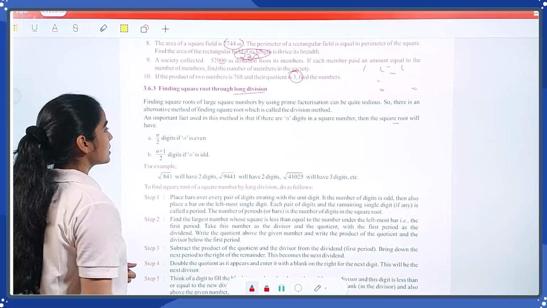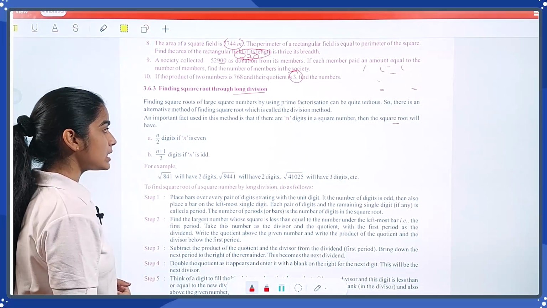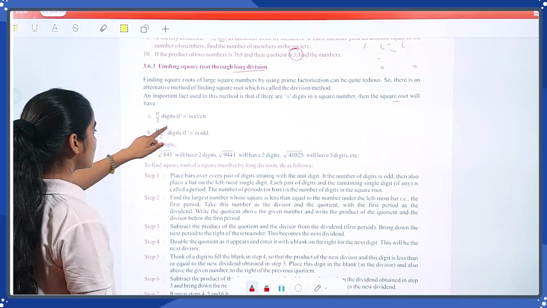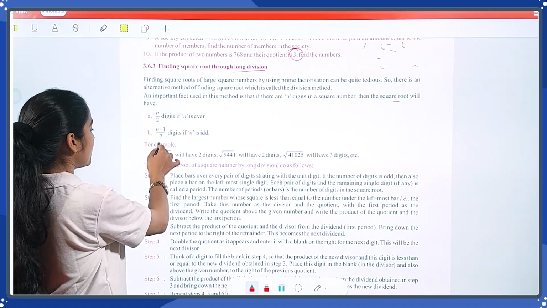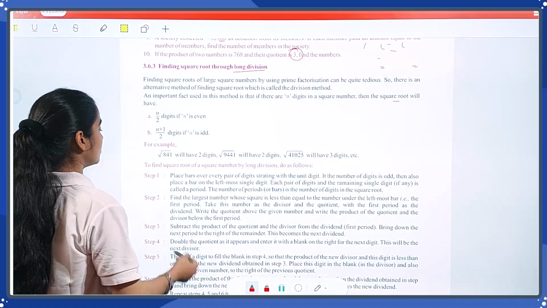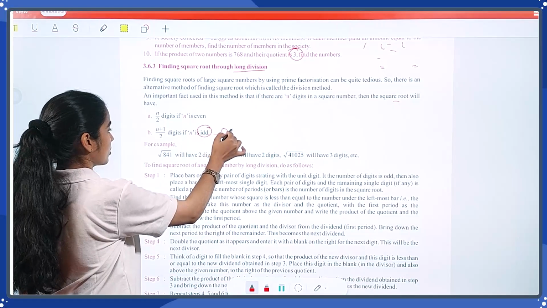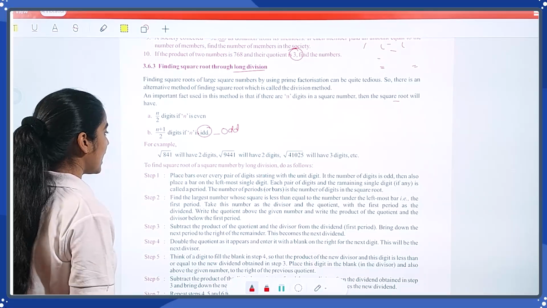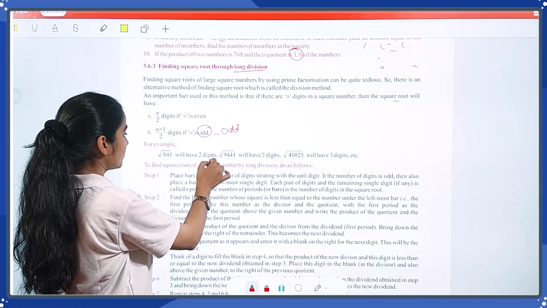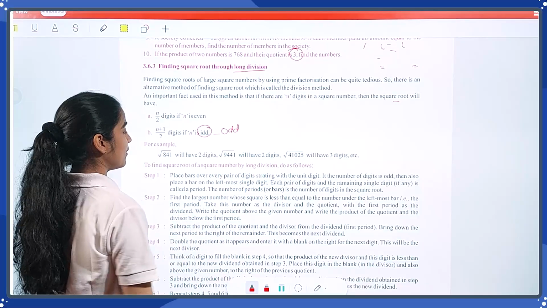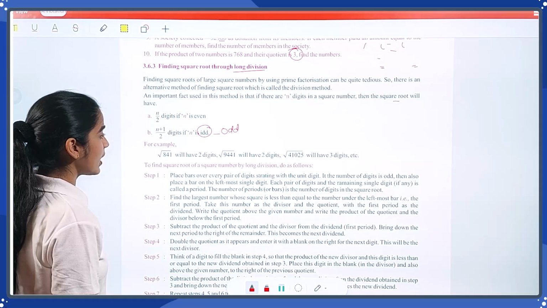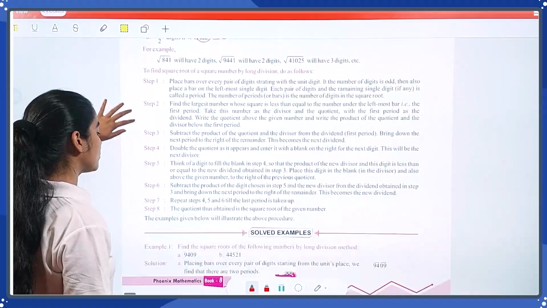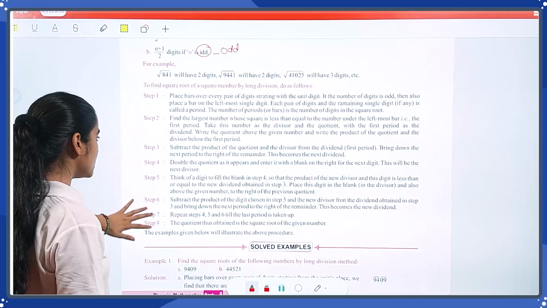An important fact used in this method is that if there are n digits in a number, then the square root will have n by 2 digits if n is even, and (n plus 1) divided by 2 digits if n is odd. For example, root 841 will have 2 digits, root 9409 will have 2 digits, and root 4125 will have 3 digits, etc. To find the square root of a square number by long division method, you have to follow these steps.